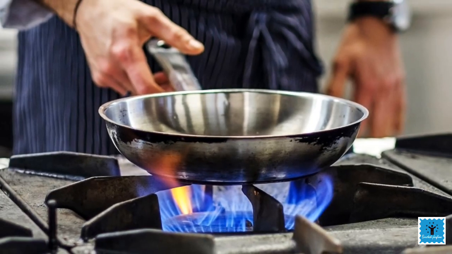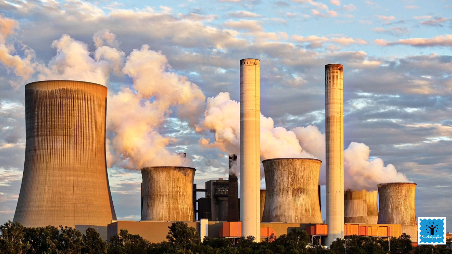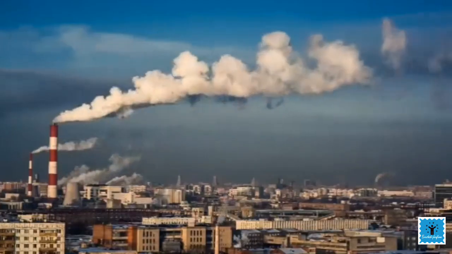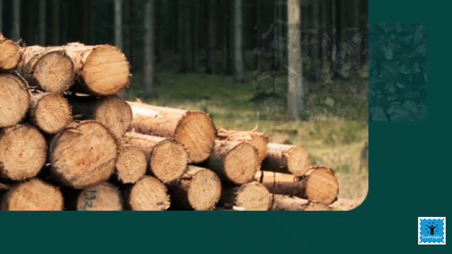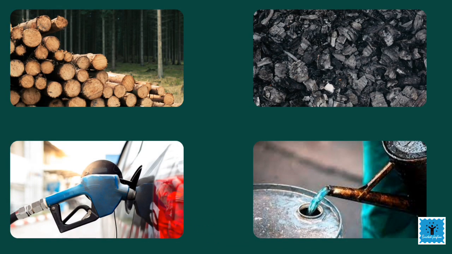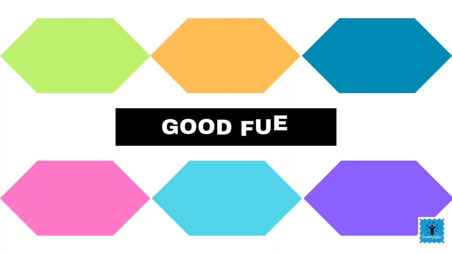We use different types of fuels for domestic and industrial purposes, and these are used to produce heat energy. For example, wood, charcoal, petrol, kerosene, etc. These substances are fuels. When we say a good fuel, it means it should have some characteristics. Let's take a look at some of these characteristics.